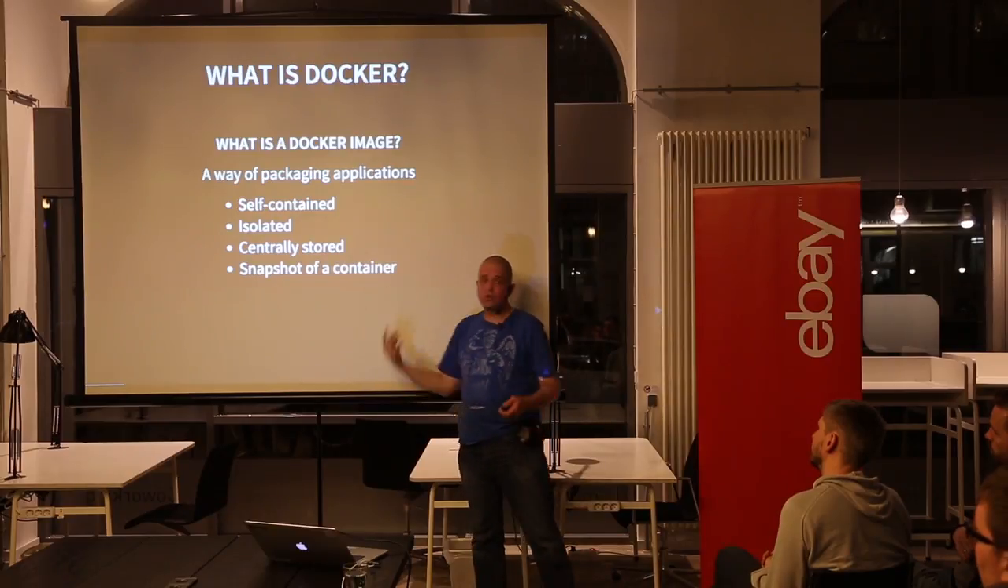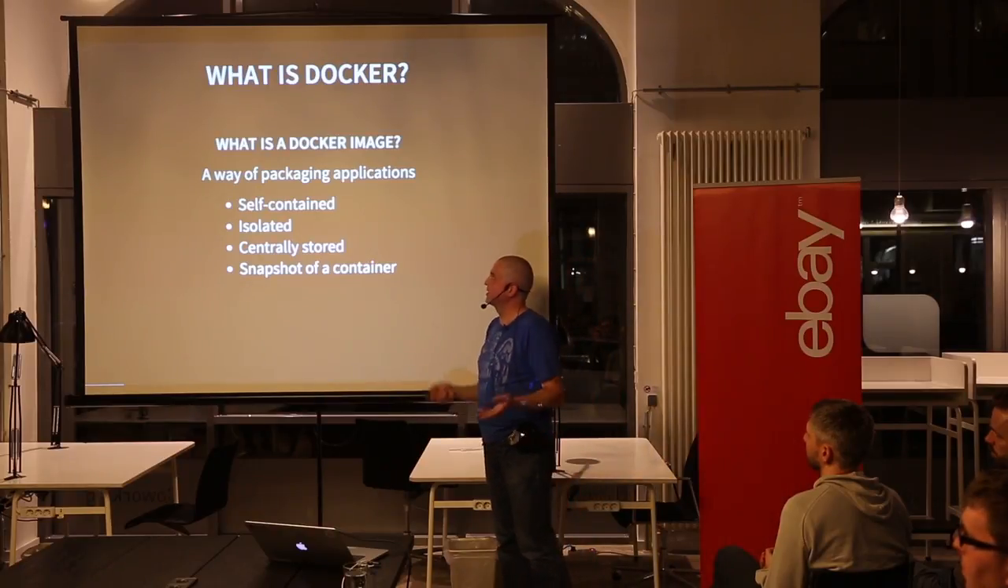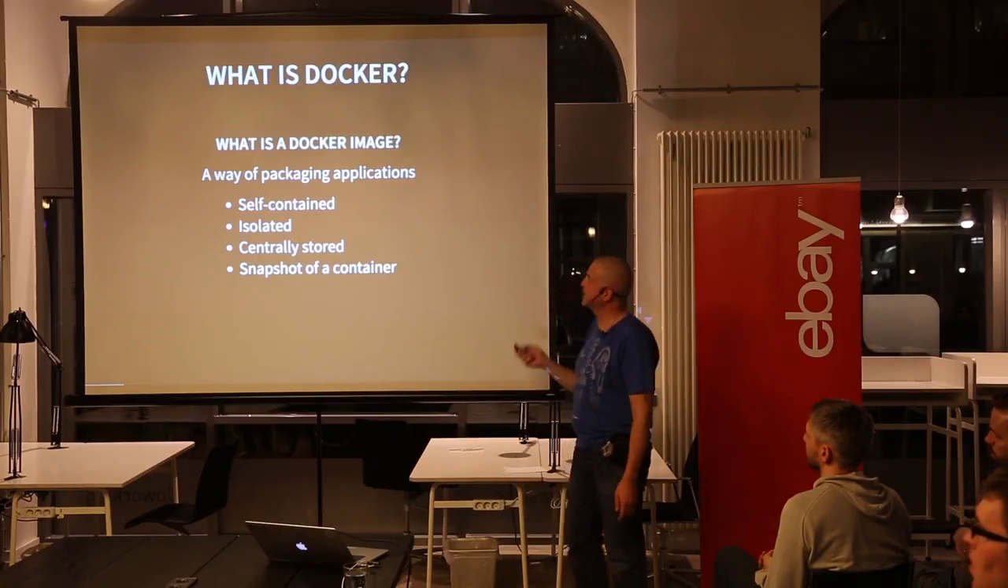They're, again, stored centrally. They're stored in a single place where everybody gets the images from. Again, the registry will also version the images, so you can actually very easily roll back to a previous image if you find something is wrong with the latest one. Okay? And it's basically a snapshot of a container. So what is a container?